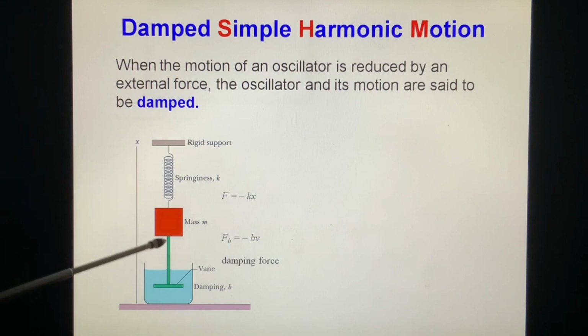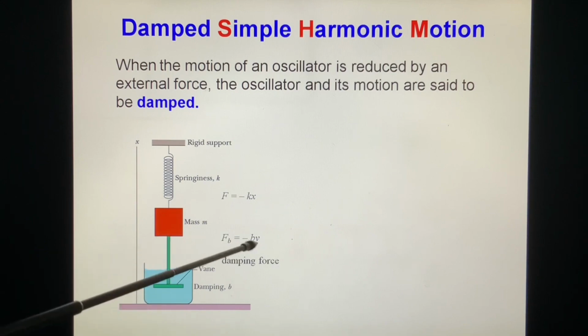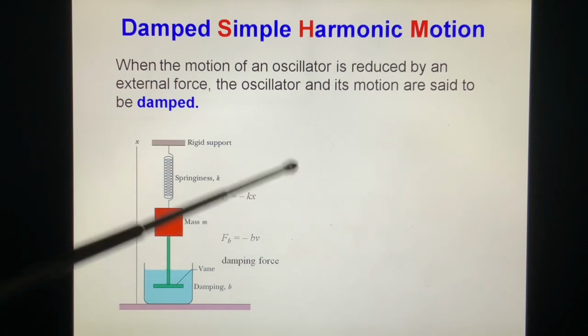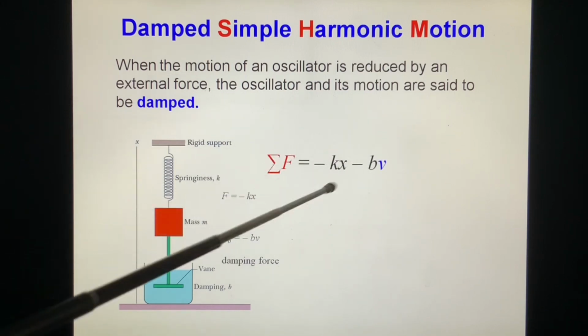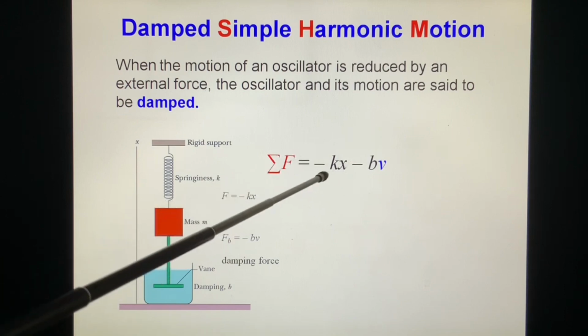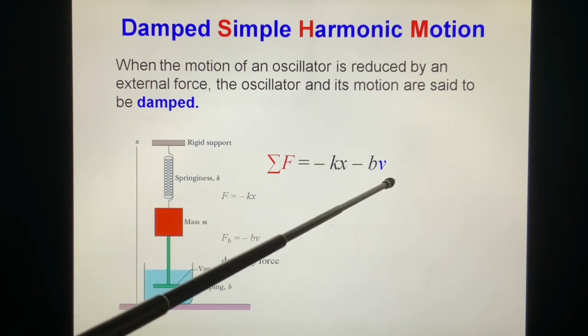But we connect this mass with an object put in the water, so it will have a resistance proportional to the velocity. The force is called minus bv. In this case, we put in a sign, so sigma F equals Hooke's law plus the resistance force, proportional to velocity.